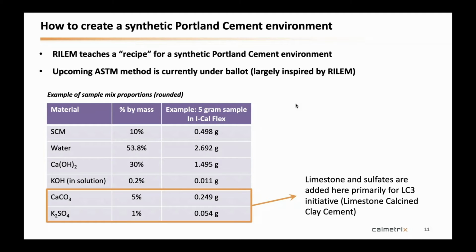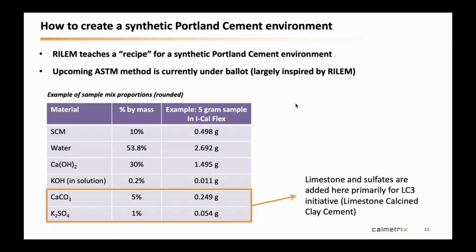Now, we have that recipe, and it gives you proportions, so you have to respect certain proportions in there. You can, of course, read the standards, the ASTM when it comes out, or the RILEM, but it tells you things like the ratio of the SCM to the calcium hydroxide has to be 1:3, et cetera. As long as you have the right ratios and respect that, you should be fine.